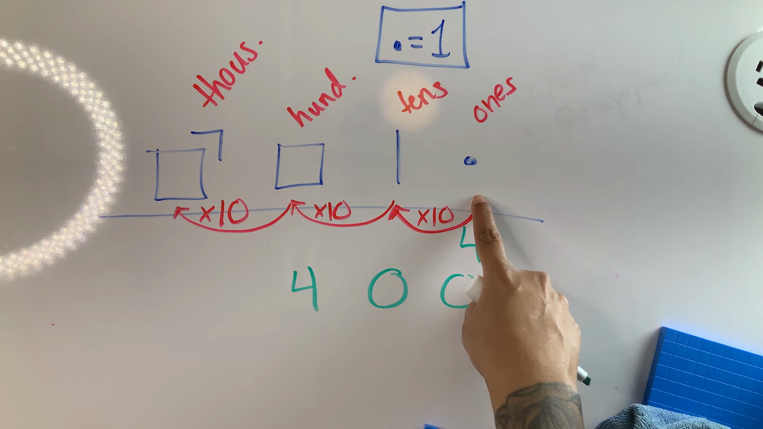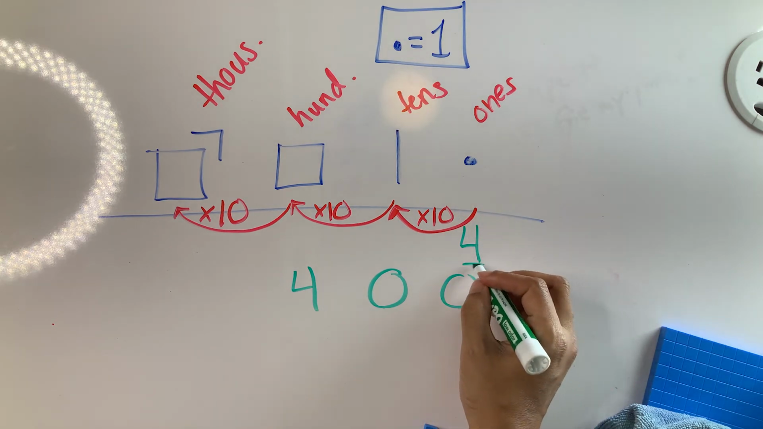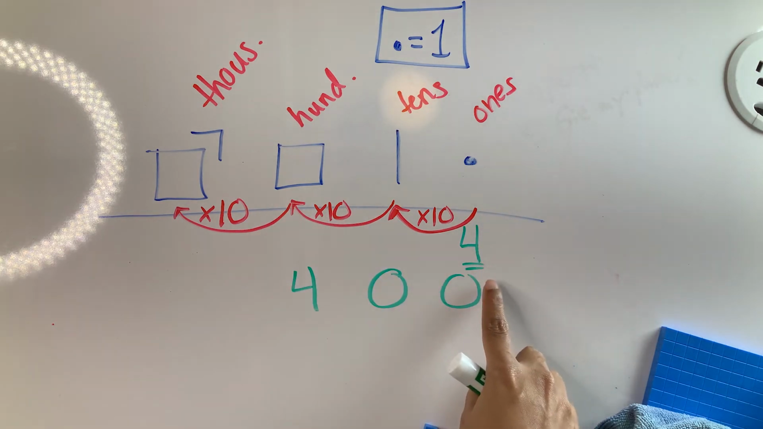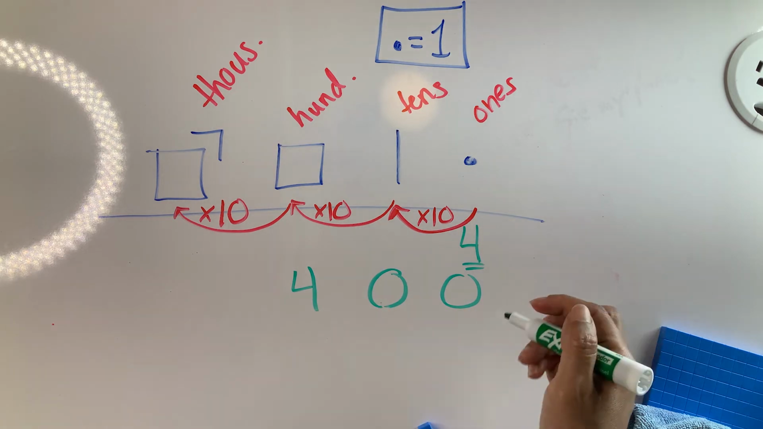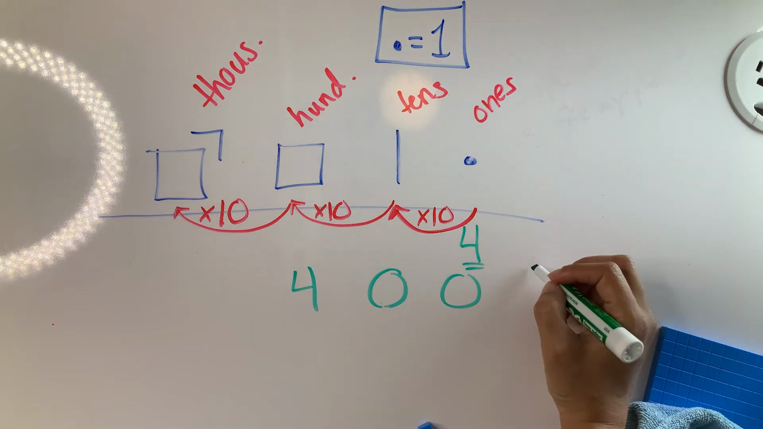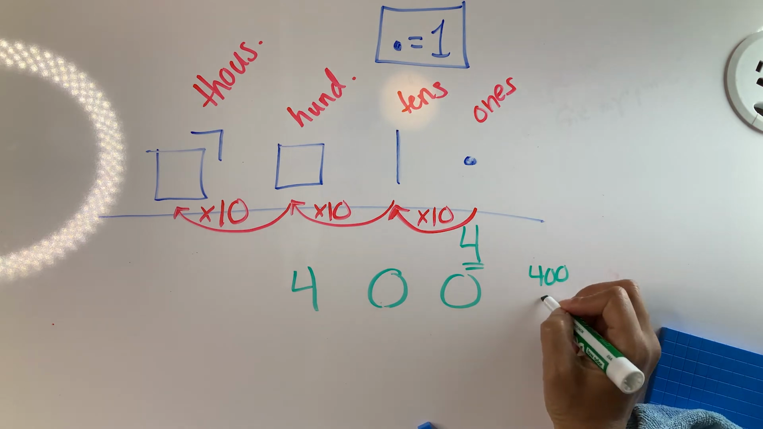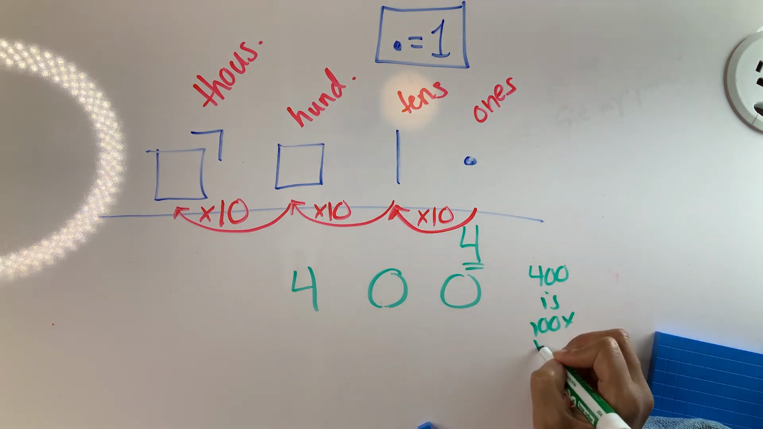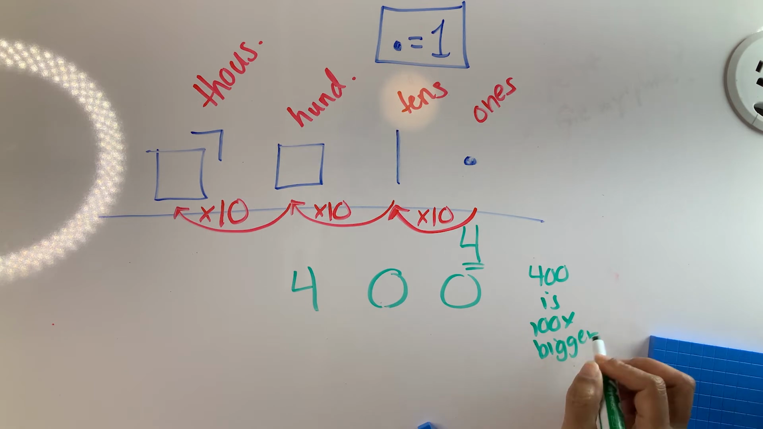So just think about it. My 4 is going from the 1s place to the 100s place. So I'm moving once, twice. That makes it 100 times bigger. 400 is 100 times bigger than 4.